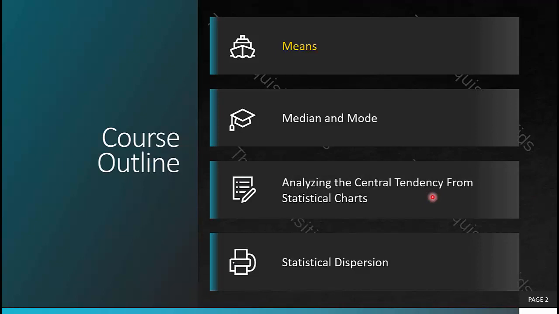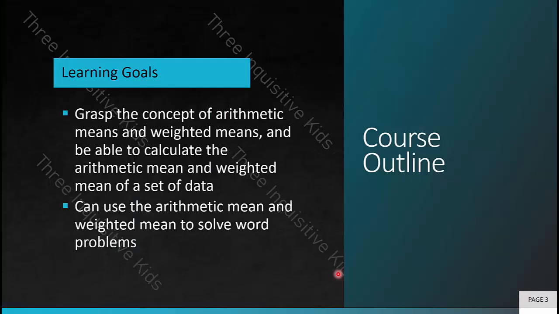So as you can see, this is the course outline of Unit 6. We have our first lesson here: means, median and mode, analyzing the central tendency from statistical charts and statistical dispersion. The two learning goals of today are to grasp the concept of arithmetic means and weighted means, and be able to calculate the arithmetic mean and weighted mean of a set of data. You can use the arithmetic mean and weighted mean to solve word problems.